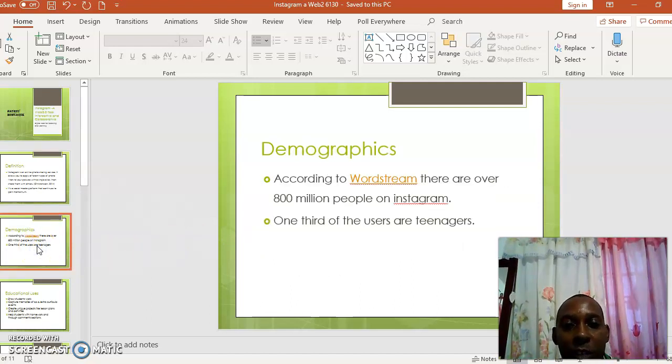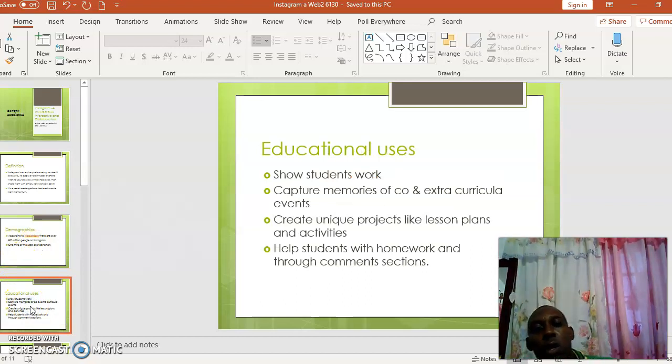Looking at the demographics for Instagram, WordStream states that there are over 800 million people on Instagram, with one third of that amount being teenagers. Now, what are some educational uses for Instagram?